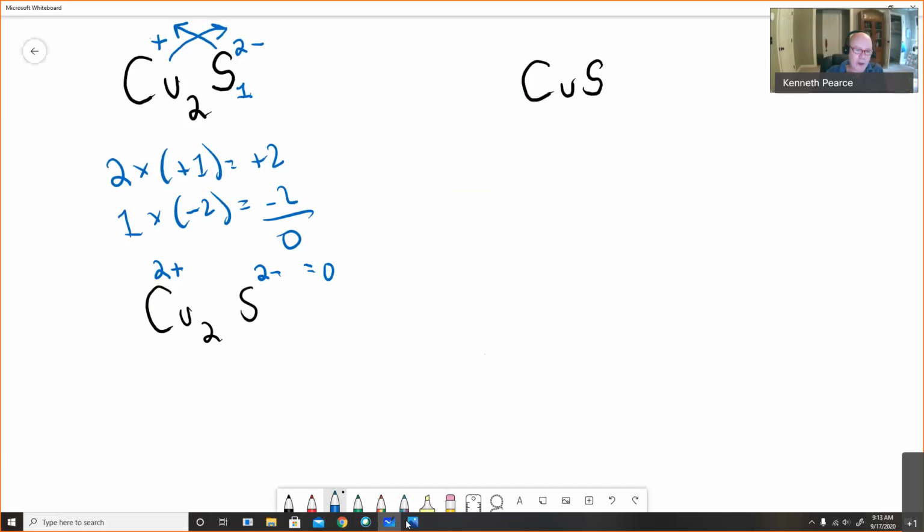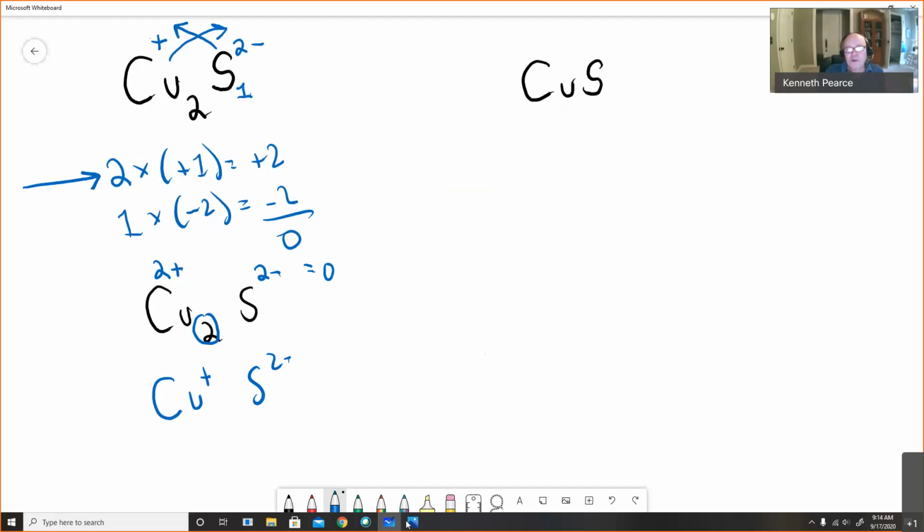But what do we have here? We have 2 coppers, and the 2 of them have to add up to 2 plus. And so that means the copper has to be +1, because 2 of them times +1 gives me +2. And then we can add that in once again to get 0, since there's 2 coppers right over here. And so the math still works out either way. Now let's take a look at the other copper sulfide compound.